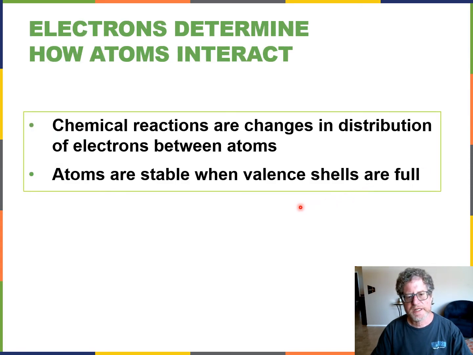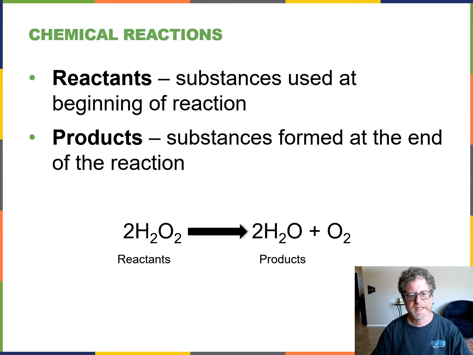Okay, so the number of electrons in the valence shell determine how atoms interact. So chemical reactions are changes in distribution of electrons between atoms. And atoms are stable in the valence shell when the outer electron orbital shell is full. When that's not full, atoms are reactive. All right, chemical reactions. So if you don't have a full valence shell, electrons are passed to form new substances.